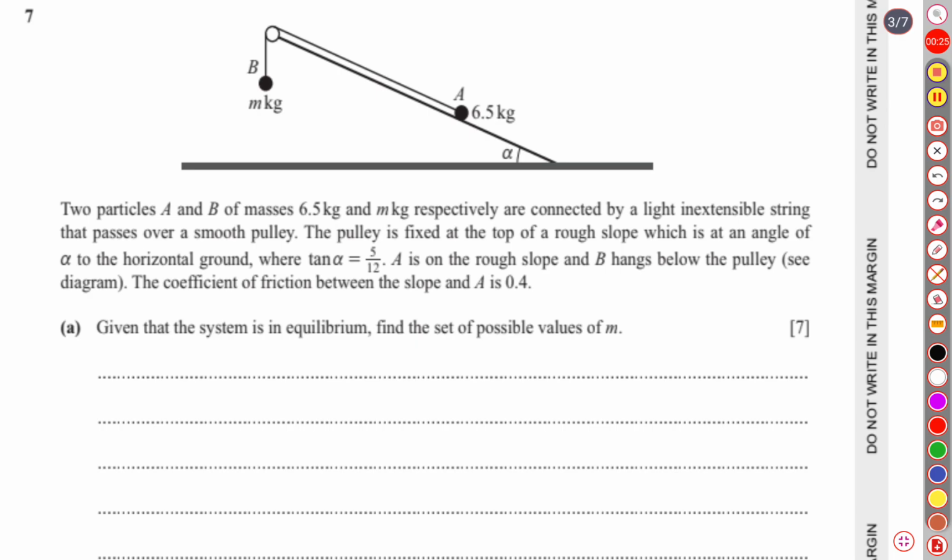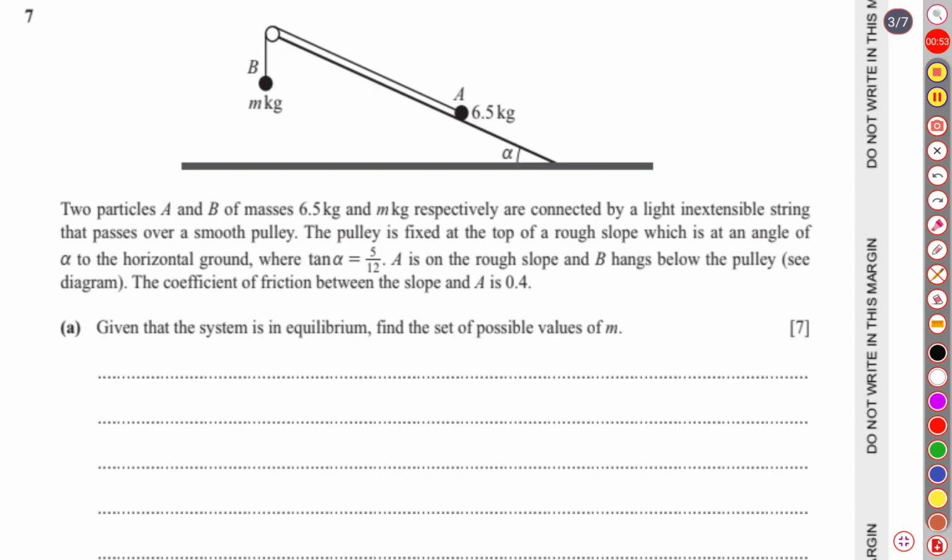Two particles A and B of masses 6.5 kg and m kg respectively are connected by a light inextensible string that passes over a smooth pulley. The pulley is fixed at the top of a rough slope which is at an angle of alpha to the horizontal ground, where tan alpha is equal to 5 over 12.